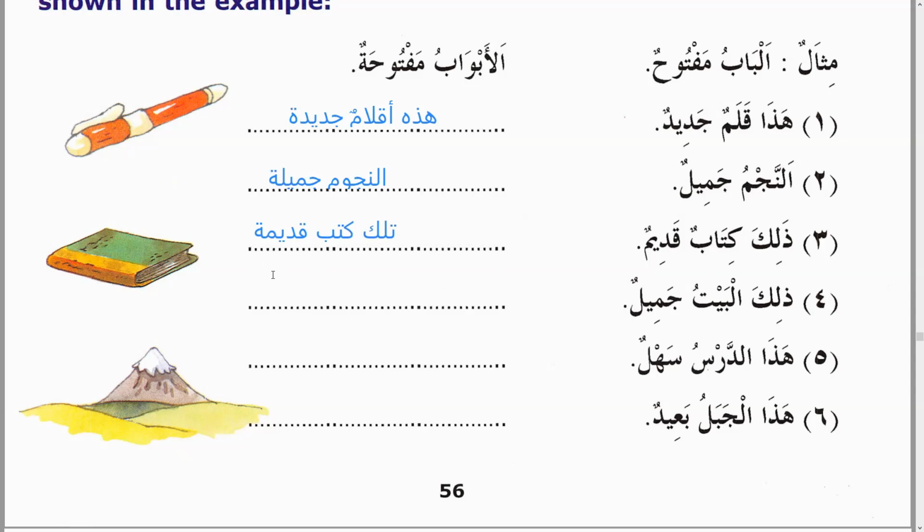Dhalika al-baytu jamilun. That house is beautiful. So you have to say those houses are beautiful. For dhalika, the plural is ulaika, but you'll use tilka again. Tilka al-buyutu jamilatun, the feminine of jamilun is jamilatun. Can anyone help me with this one? Hadha darsun sahlun. We have to say the plural. These lessons are easy.